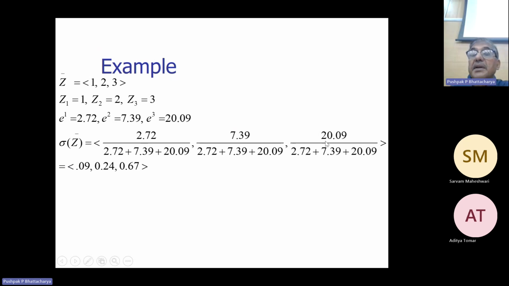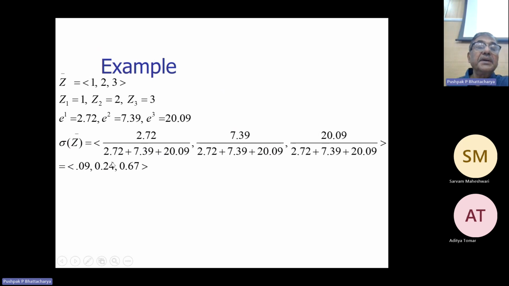7.39 by this quantity, 20.09 by this quantity. So we have the softmax equivalent of 1, 2, 3 as 0.09, 0.24, 0.67. Notice that the softmax function is monotonic. If the jth component is more than the ith, then the jth component is more than the ith in the softmax output also. So it preserves the monotonicity. So this is how softmax is computed.